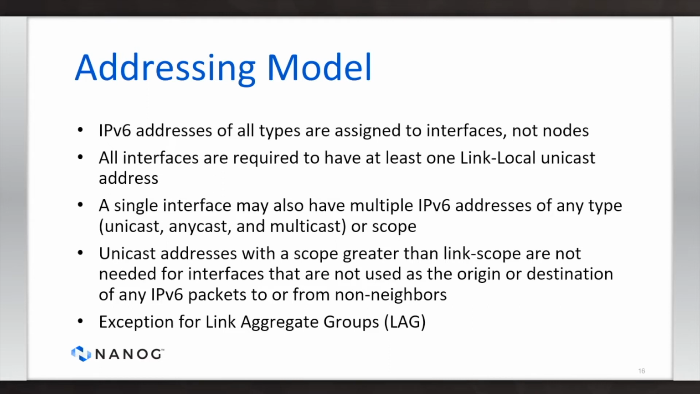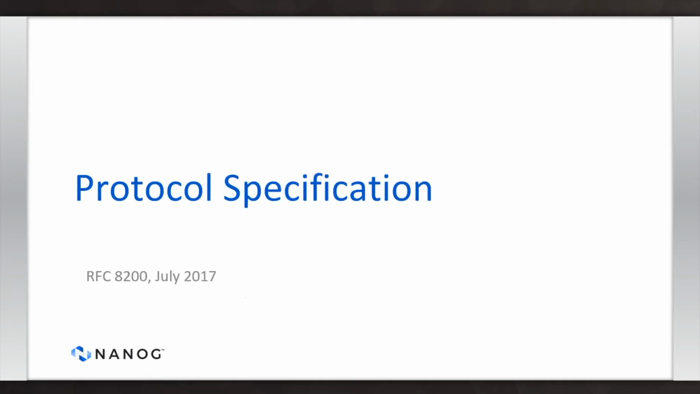There's an exception here for link aggregate group. Sometimes 2 or 3 interfaces behave as one, then they all need their own address. So let's talk a little bit. The amazing thing is the motivation for IPv6 here was to have big addresses. And we spent a good half of this presentation talking about what an address looks like and how it's scoped and what its semantics are. Now let's talk a little bit about the IPv6 protocol itself.